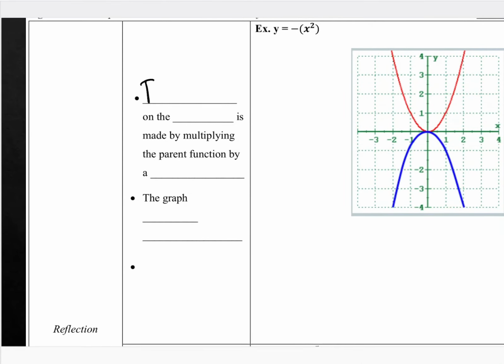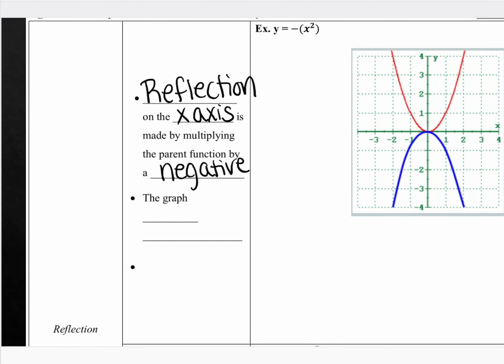So a reflection on the x-axis is made by multiplying the parent function by a negative. The graph then, if we can see our parent function here, let's just note that, our parent function here is x squared. And instead what we're doing is we are flipping it upside down.